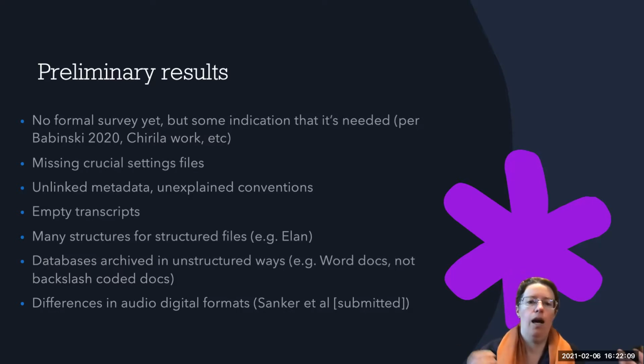So for instance, archiving the PDFs or the Word documents that are outputs to dictionaries, not the underlying structured database itself. And we find things around differences in digital audio formats, some of which make a difference for future phonetic work, although of course some of them do not. And Sankar et al. submitted is an example of a discussion of that sort of work.